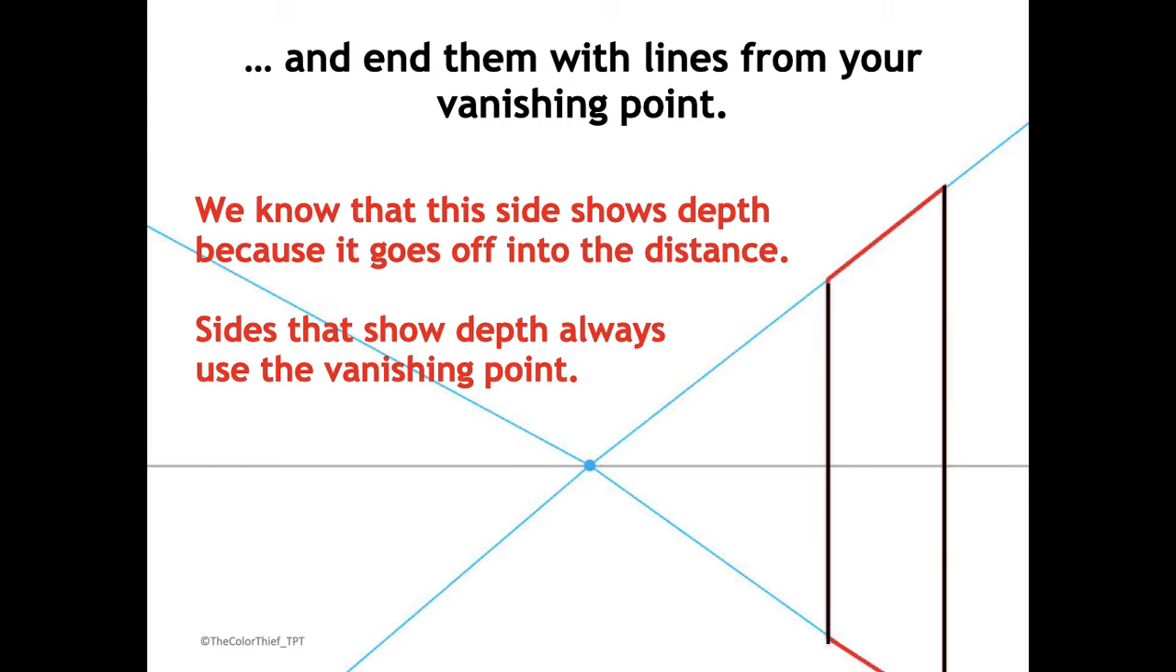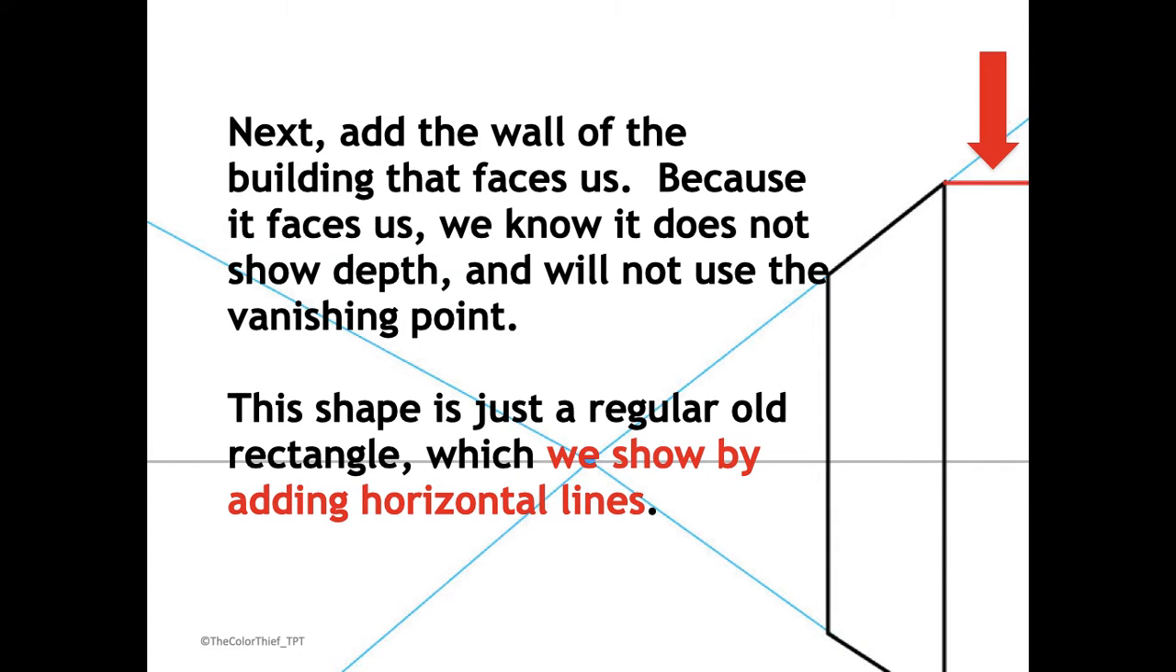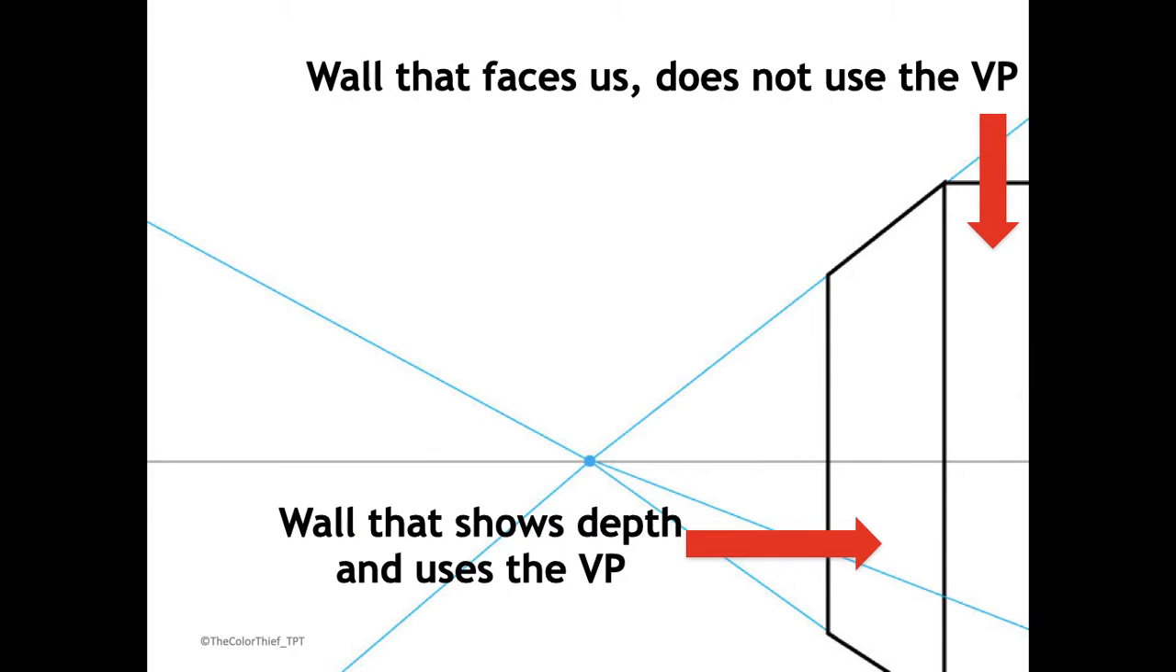Remember, you only have to darken the portion of the line that will indicate your building. Next, you're going to add the wall of the building that faces us. Because it faces us, we do not need to use the vanishing point. This is just a regular old rectangle. So you're just going to draw a straight horizontal line. You may see your line at the bottom of the building on your page. Also draw a straight horizontal line there. Just so you remember, the wall that faces us does not use the vanishing point. The wall that shows depth uses the vanishing point.